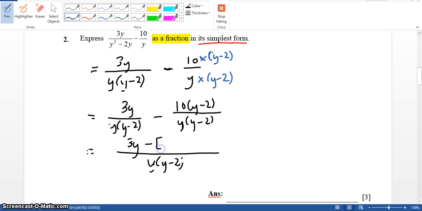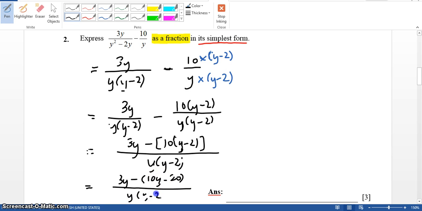Make sure you put in the brackets so that the minus sign belongs to everything of the second denominator. Going to expand out the numerator, get 10y minus 20 over y minus 2.